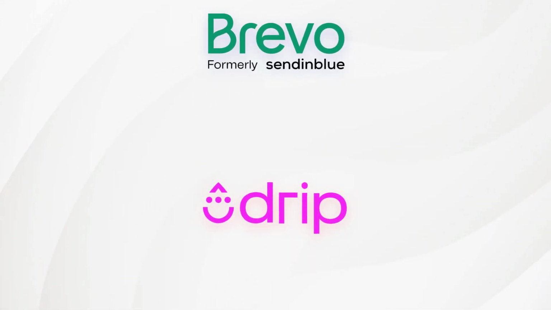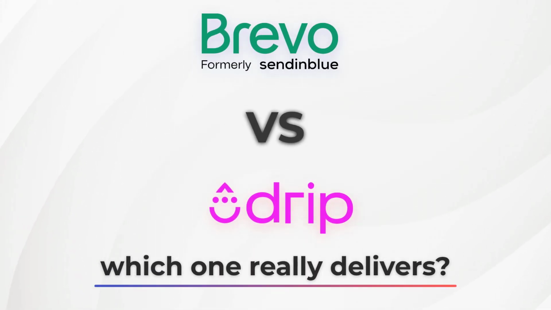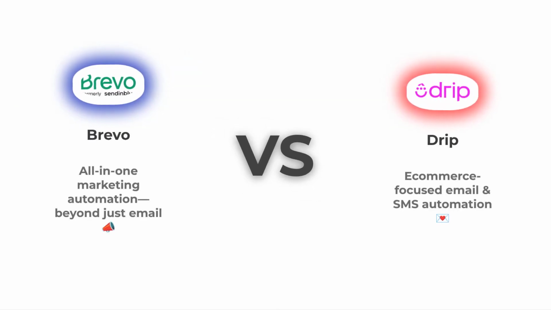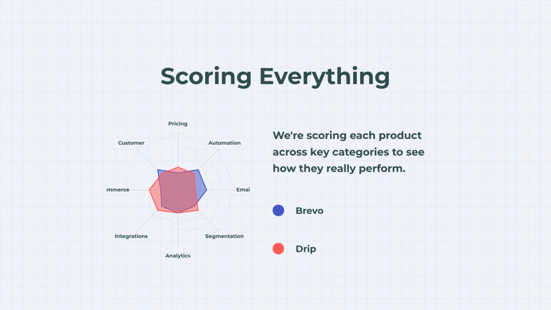Two giants in marketing automation, Brevo and Drip, go head-to-head. Which one really delivers? On the left, Brevo, the all-in-one automation powerhouse. On the right, Drip, the specialist in e-commerce, email, and SMS. Let's skip the buzzwords and get to the real stuff. Each category earns points, and in the end, you'll see exactly who comes out on top. The result might surprise you.